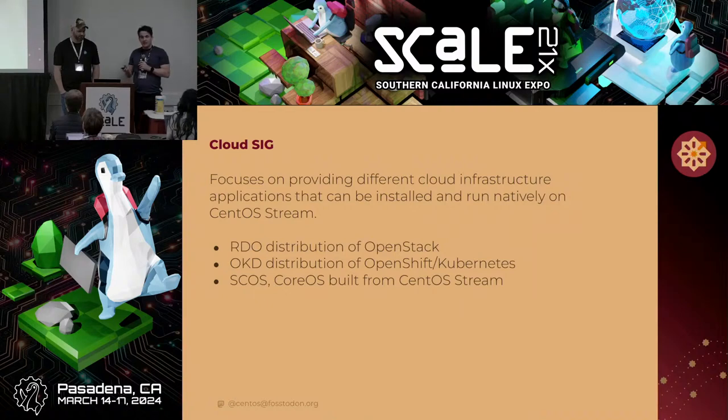There is a cloud SIG. They're involved with building both stuff in the OpenStack and the OpenShift ecosystems. So the RDO distribution of OpenStack gets built within there, and OKD, the upstream of OpenShift, which is a Kubernetes distribution, gets built there. And they also build SCOS, which is basically CoreOS, which is a Fedora image-based system, but built from CentOS Stream.